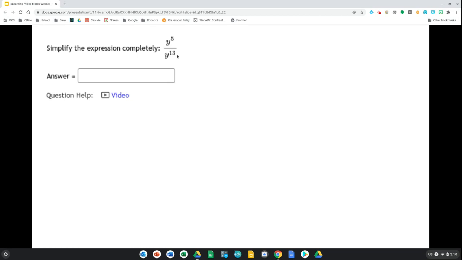So for this first problem, like you're going to see on my open math, we have y to the 5th over y to the 13th. So which side, the top or the bottom, is going to have extra y's? Okay, it's going to be the bottom. And so that's where I want to start. I want to start by asking myself the question, which side has extra y's? And so there are my extra y's. So in my answer, that's where I'm going to put my extra y's.